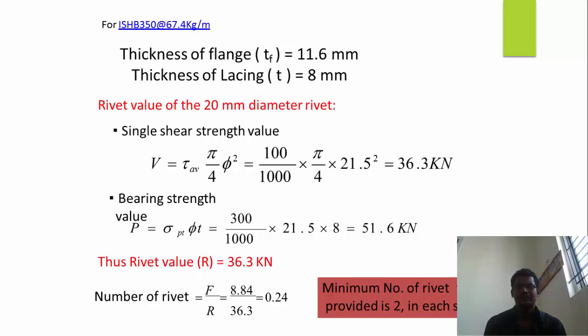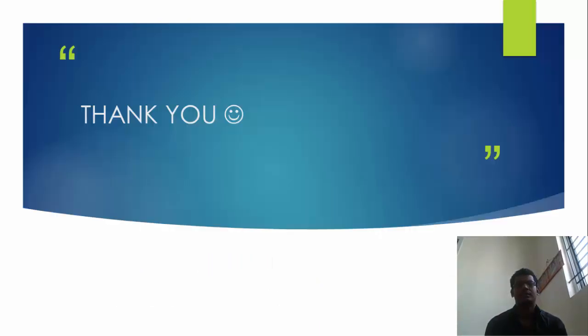The number of rivets required is the force divided by the rivet value, that is 8.84 by 36.3, which is 0.24. Since the number of rivets has to be provided as at least 2, let us go for 2 rivets on each side, and hence we have completed the design of the section. Thank you.